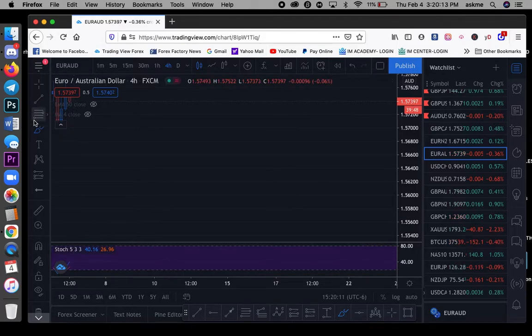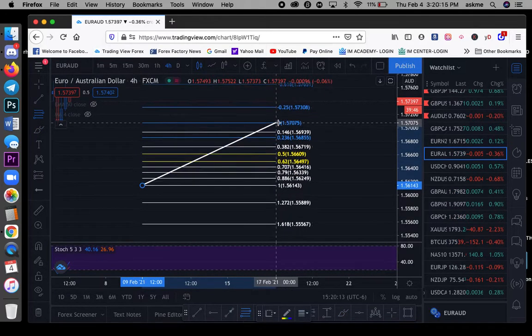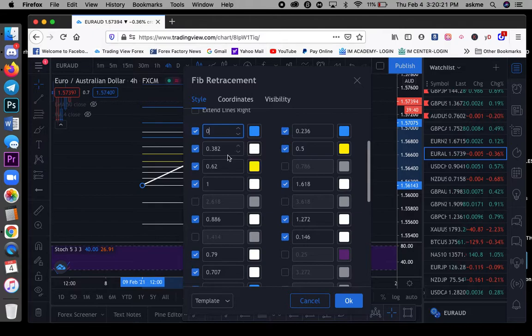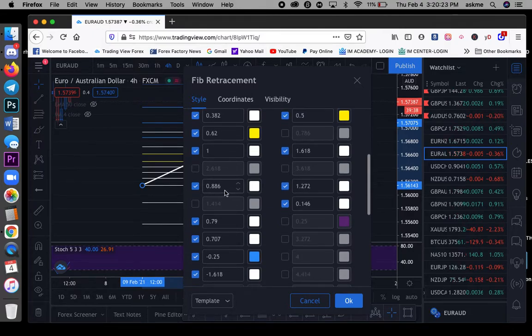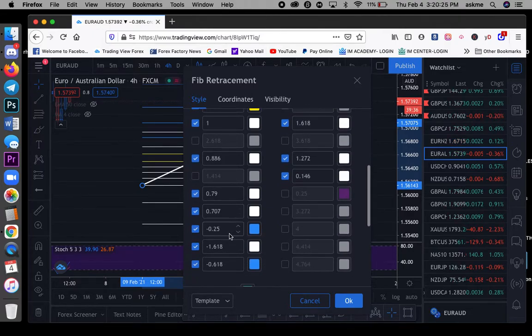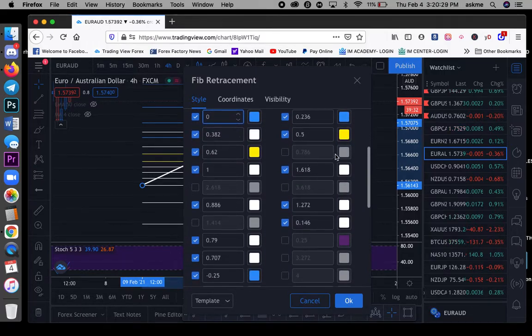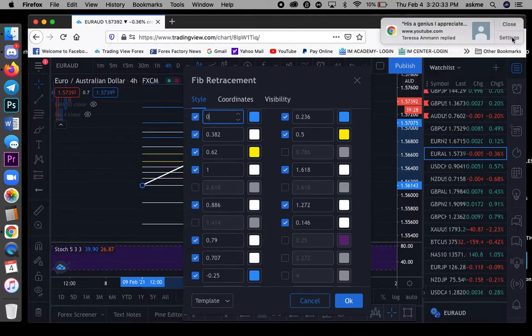Okay, now I'm going to give you the coordinates for that. Again, some people's numbers will be different. For the method I just showed you, these are the numbers that I am currently using. So I have the 0, the 382, the 62, the 1, the 886, 79, 707, 225. Everything that you see here, you're going to highlight it. The colors, you can make them whatever you choose. Totally up to you.